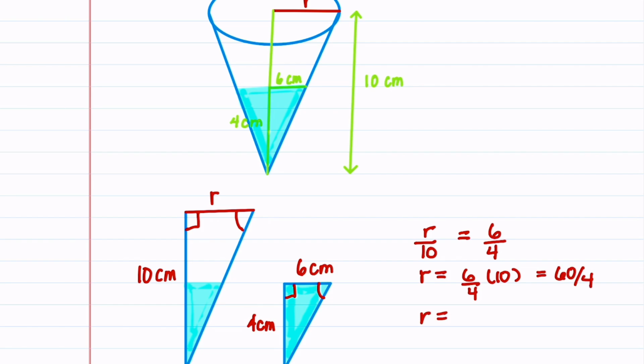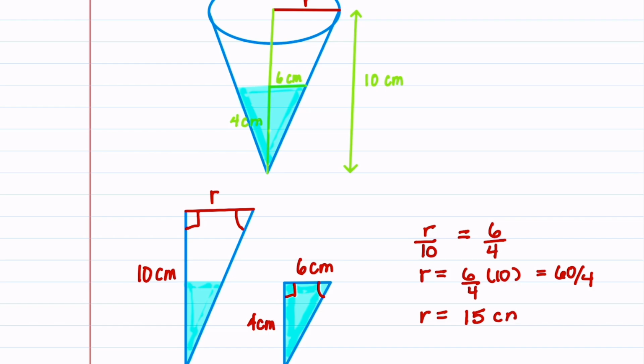So our radius is going to be 15, and let's check the units. We're working with centimeters, so we write down 15 centimeters. We were able to use similar triangles to be able to find out one unknown quantity in our problem.